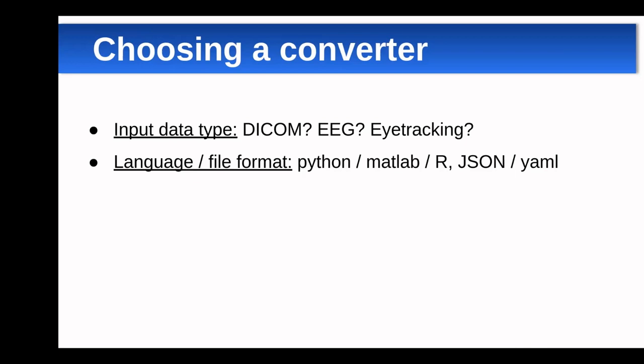Then most converters tend to be written in a specific language, or will have you write a few extra files in a specific language or file format. So depending on whether you're more familiar with Python, MATLAB, or R, you may want to choose different converters. You may also have to work with a JSON file or what are called YAML files. So that might also help you decide which converter to choose.